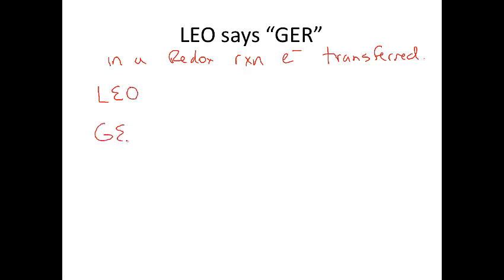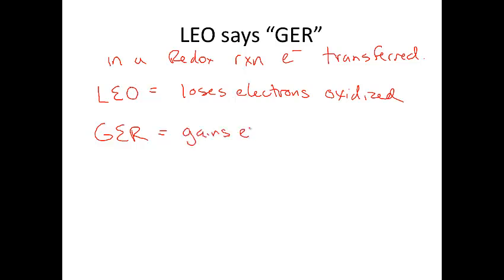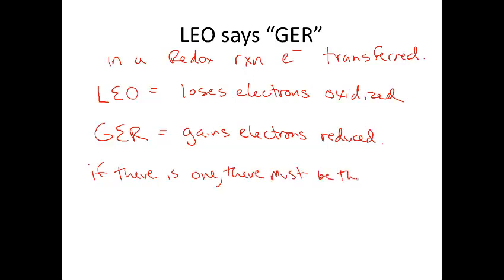Leo the Lion says grr. Now, what does this mean? The substance that loses electrons is the one that's oxidized. If it gains electrons, it's reduced. If there is one, there must be the other.